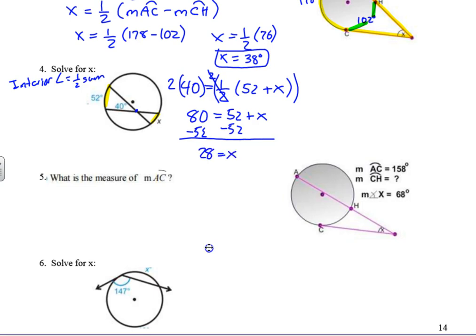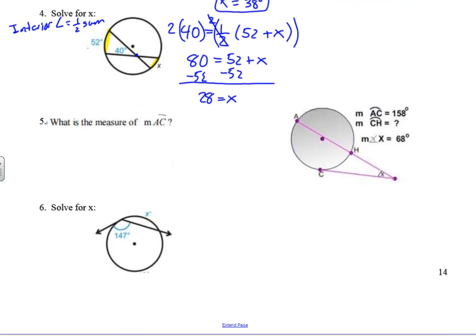So it's a little more involved algebraically when you're looking for the arc and you know the angle. Okay, here we are again. What is the measure of arc AC? What they tell us here is that AC is 158. I think what this question is really asking is, what is the measure of arc CH? Let's do that one. The angle is 68.